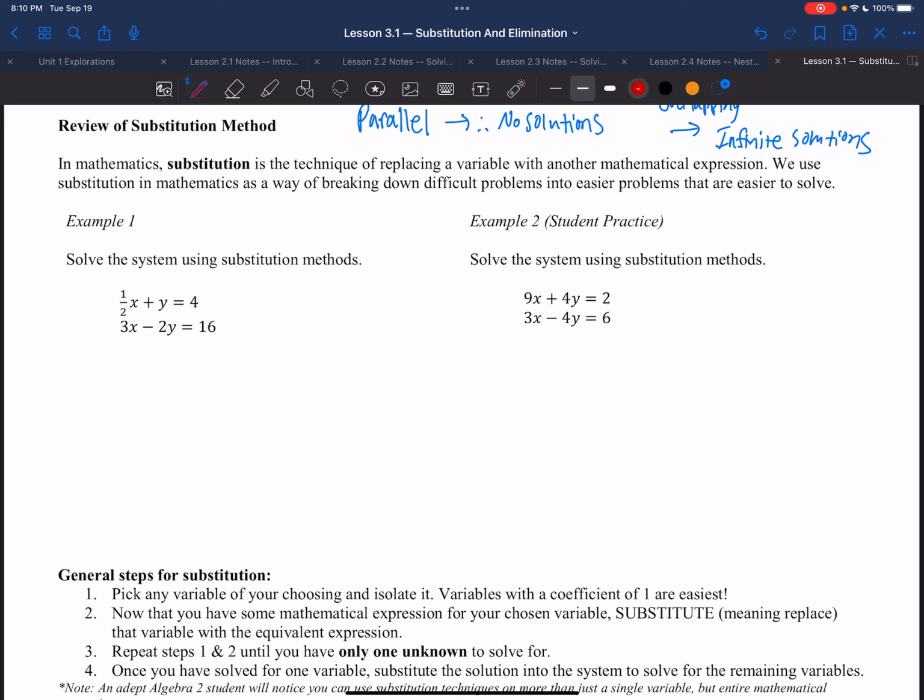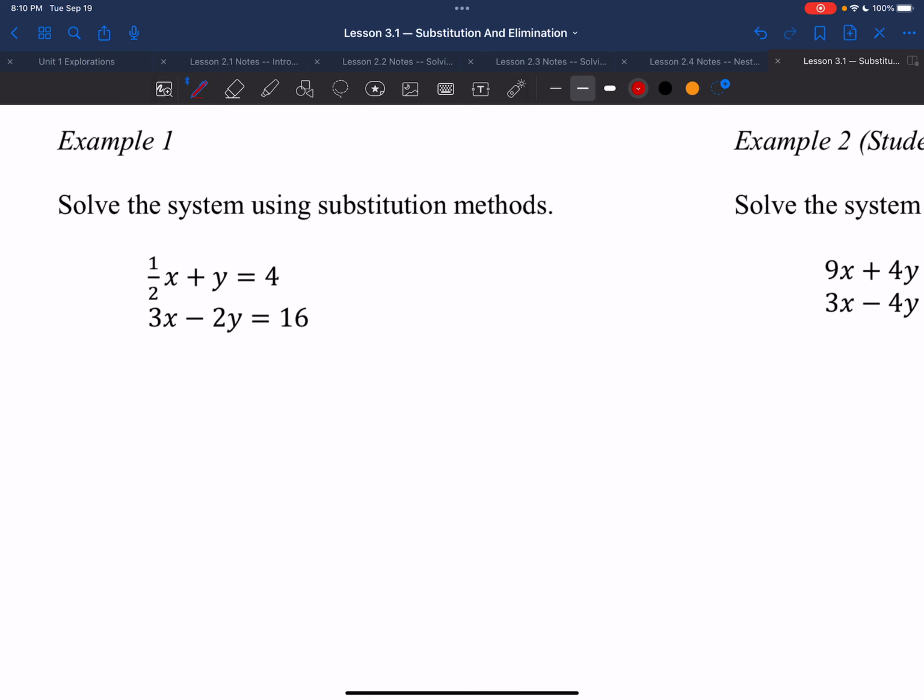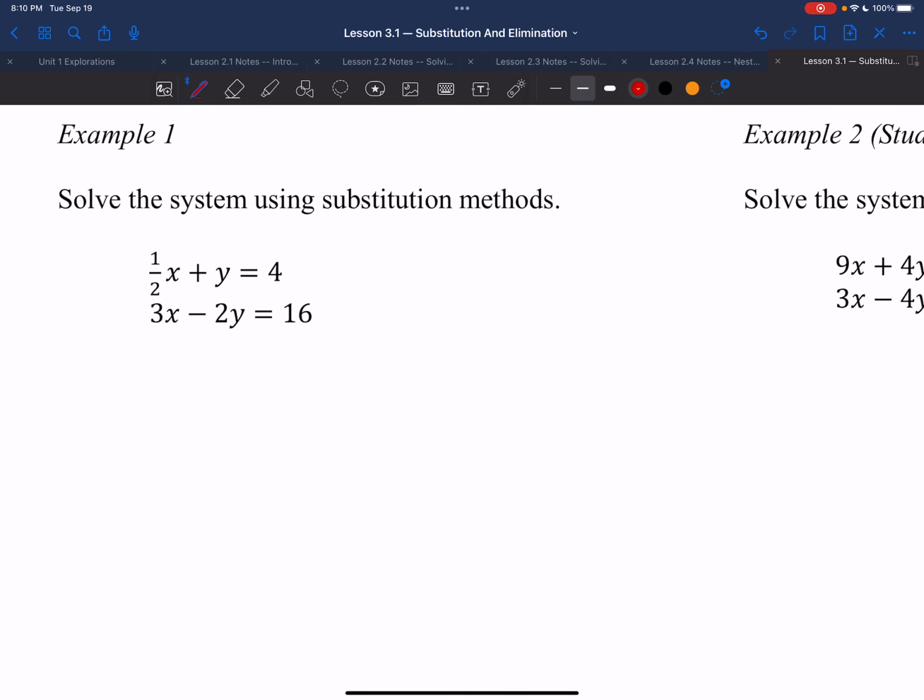So, example 1, solve the system using substitution methods. Now, I do have some general steps below, but the essential premise of substitution in the vein of systems is you want to isolate a variable. This gives you a mathematical expression for that variable, and then you replace that variable with that mathematical expression. And that's the basic concept. There's really not much more to it than that. It's isolating and replacing. That's the idea of substitution.